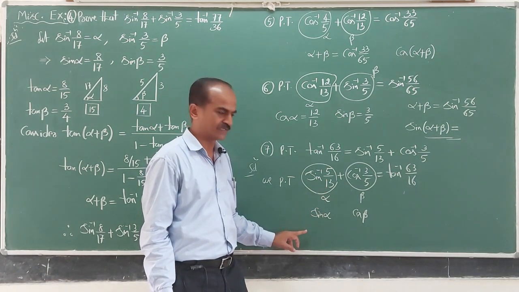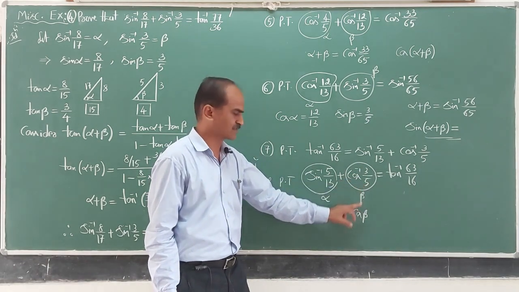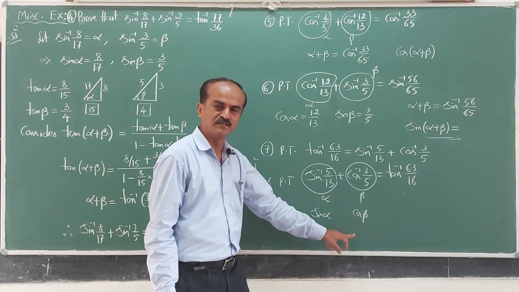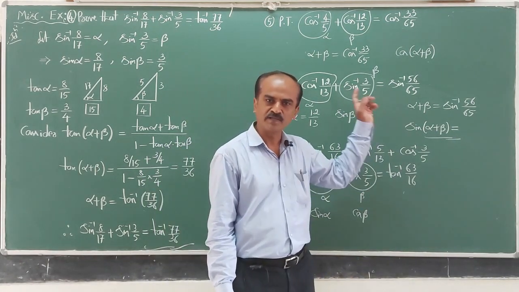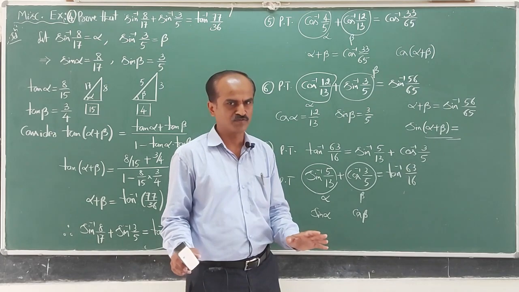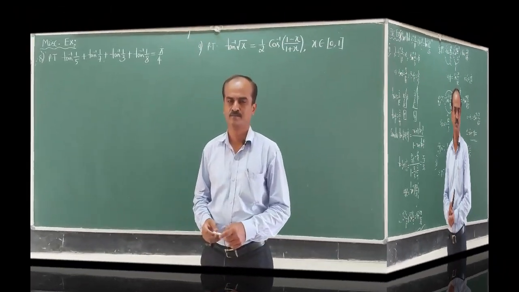Use triangle method to get tan alpha. Cos beta 3 by 5 is there, use triangle method, get tan beta. Substitute here, you will be able to get the result. I hope you can complete these three. There is no difficulty at all. Okay, now let us take the next question.